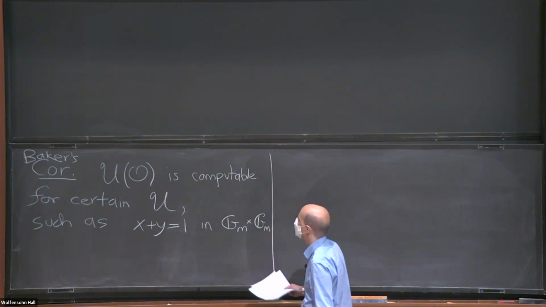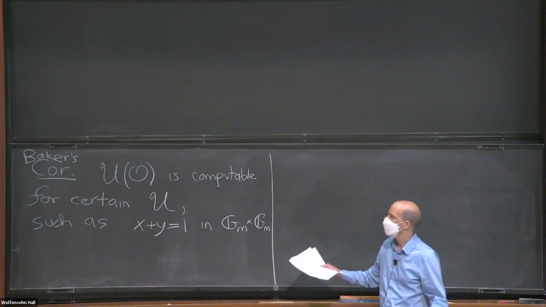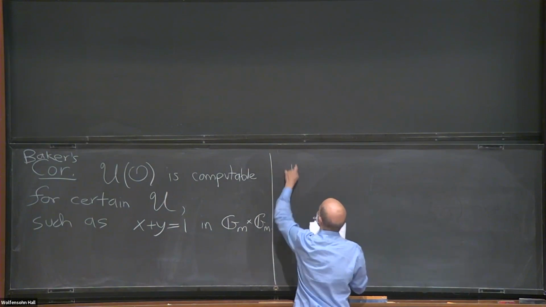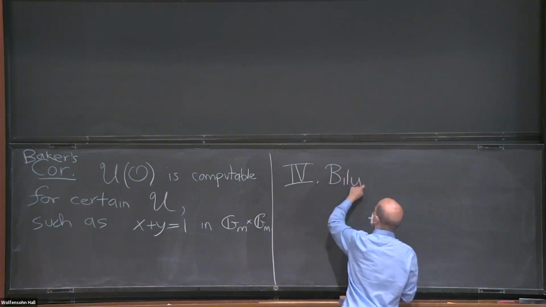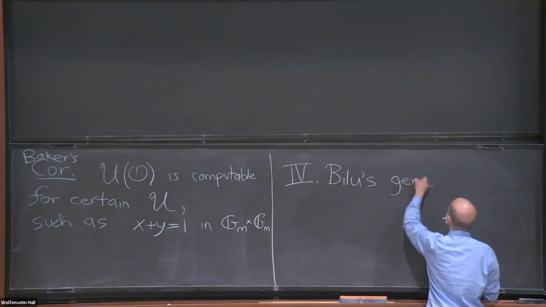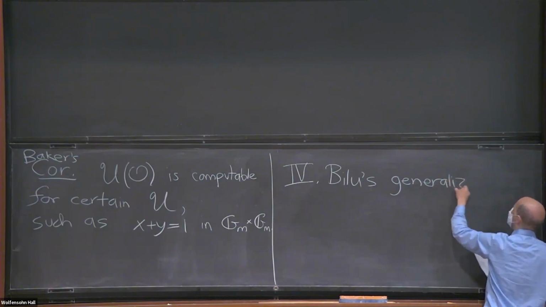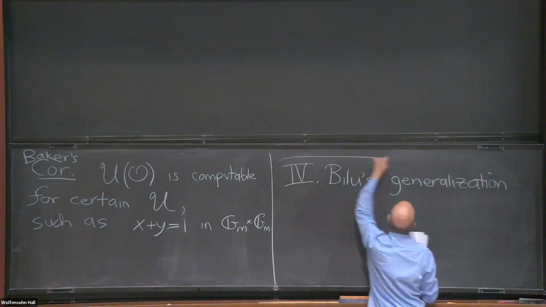Okay. So this is where things stood in the late 60s. And later, Yuri Bilu found a way to use Baker's theorem in a more general way, so that it applies to more affine curves. I want to explain what he did.